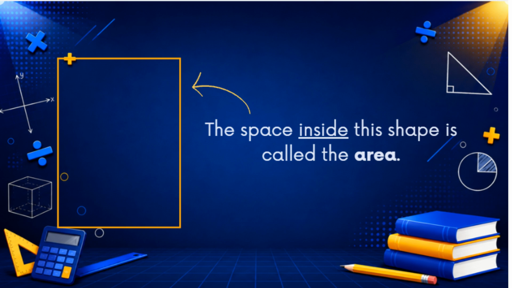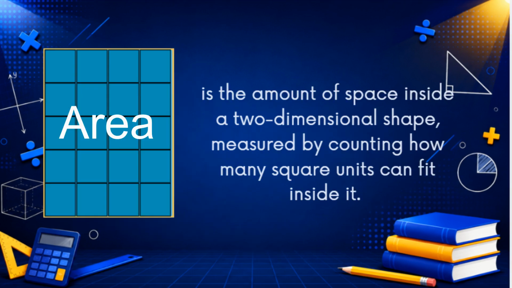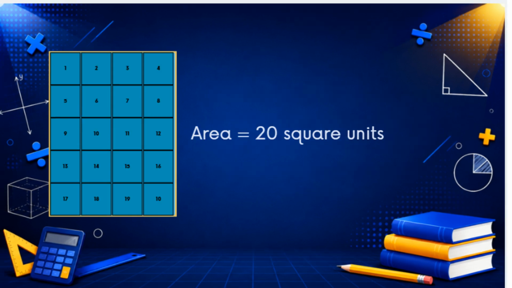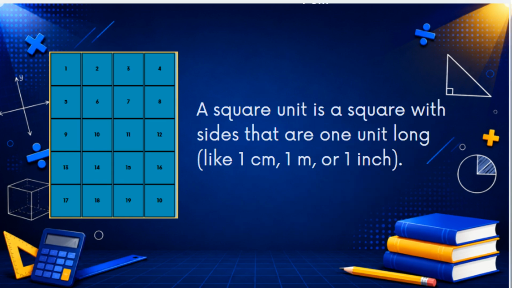Let us begin by understanding what area means. Area is the amount of space inside a two-dimensional shape. In simple words, area tells us how much space a flat shape covers. For example, imagine a piece of paper. The space covered by the paper is its area. We measure area using square units, such as square centimeters, square meters, or square kilometers. Remember this important idea. Area measures the space inside a shape.